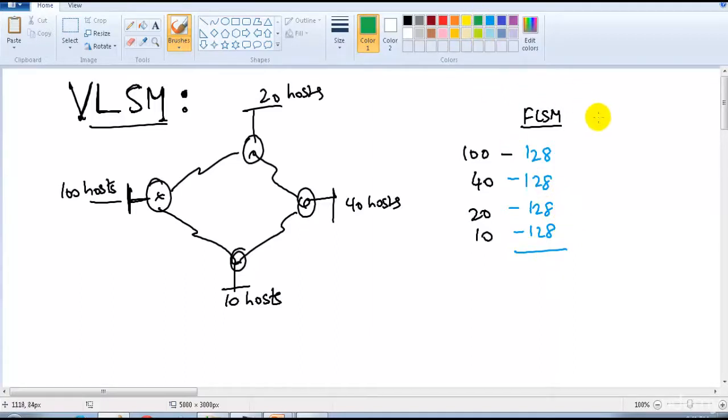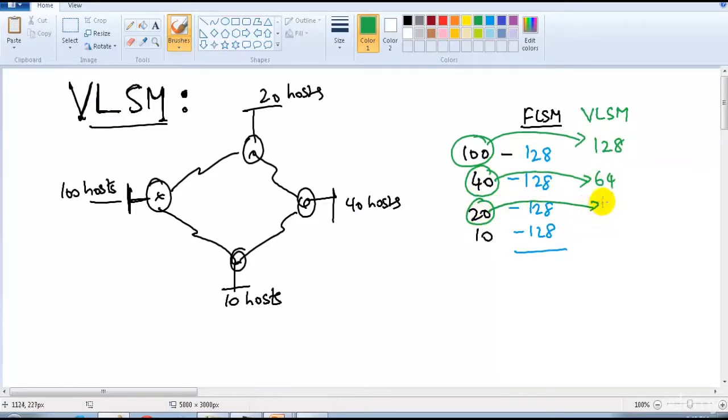But in case of VLSM, what we do is divide to the nearest possible size. For 100, the nearest possible size is 128. For the next one, 64 is the nearest possible size. For 20, the nearest possible size is 2 to the power of 5, which is 32. And for 10, the nearest possible size is 16. This is the major difference between FLSM and VLSM.